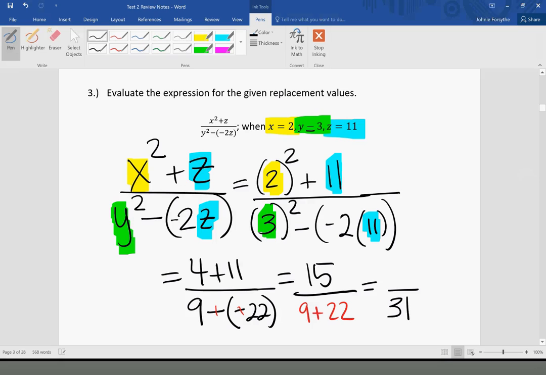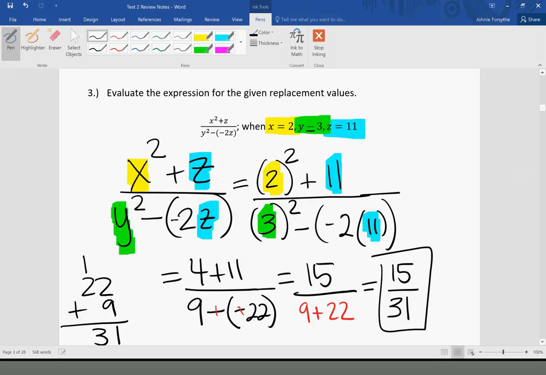31, because if we do that on the side, 22 plus 9, 2 plus 9 is 11, 1 carry the 1, 1 plus 2 is 3. And then we have 15 at the top. And we can't reduce this further. There's no common factor that we can factor out of 15 and 31. So 15 over 31 is your final answer.